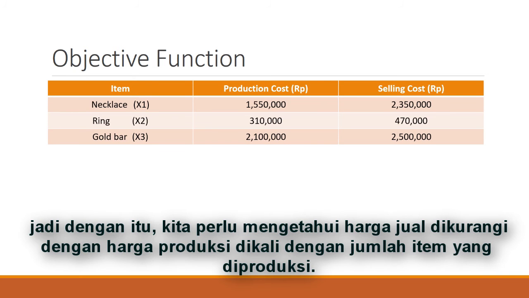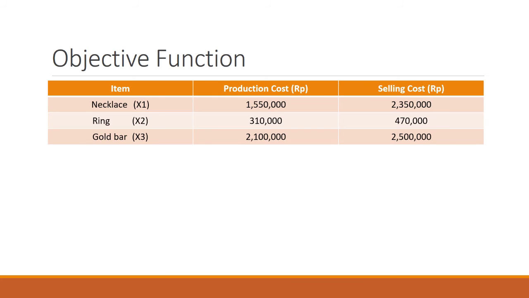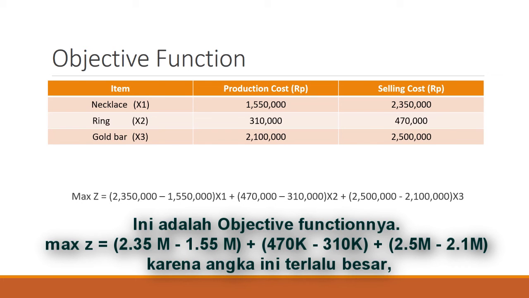So by that logic, we need to know the selling cost minus the production cost times the amount of item produced. So this will be the objective function. Max z equals 2.35 million minus 1.55 million times x1 plus 470,000 minus 310,000 times x2 plus 2.5 million minus 2.1 million times x3.